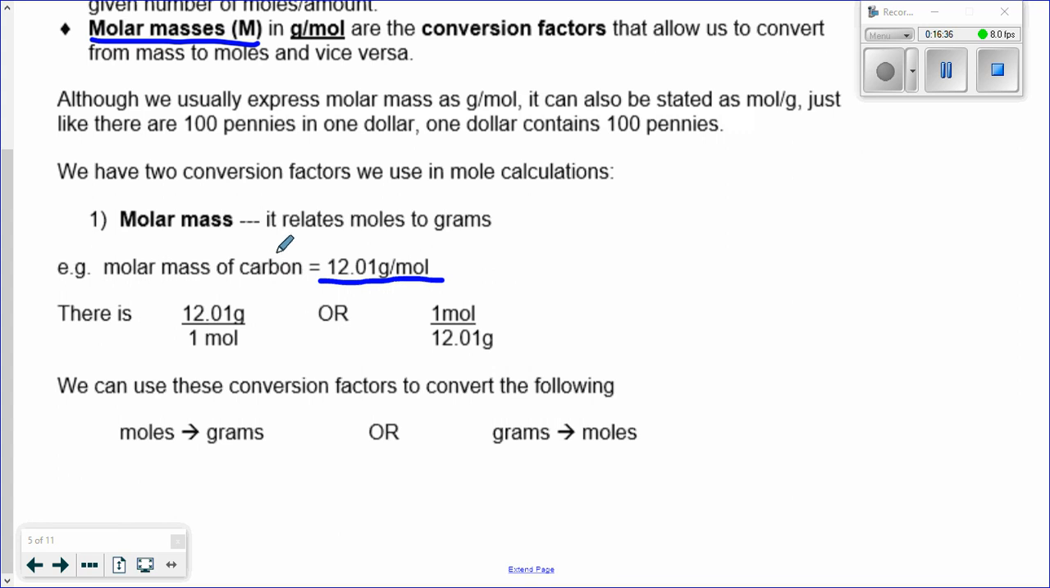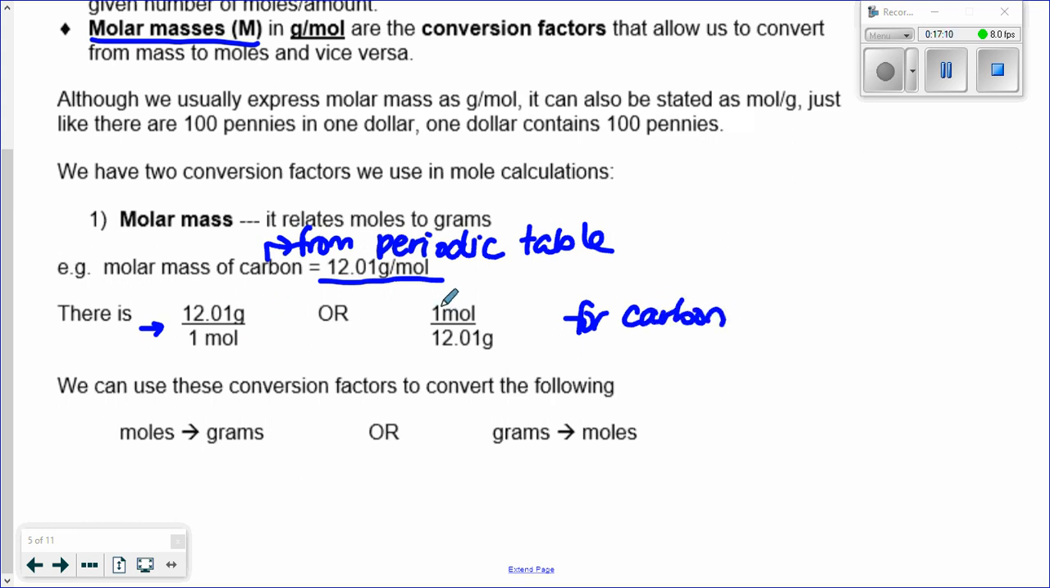So the molar mass of carbon, from your periodic table, is 12.01 grams per mole. Again, that's the average mass of all of the isotopes of carbon. So the two ways that we can write this is there are 12.01 grams per mole, or 1 mole is equal to, or is the same as, 12.01 grams. This is, again, for carbon. That ratio is different for every substance. So if we look at beryllium, this number would be 9.01.